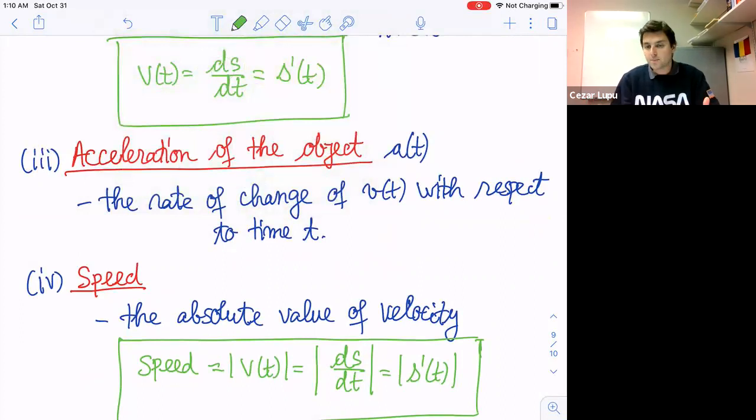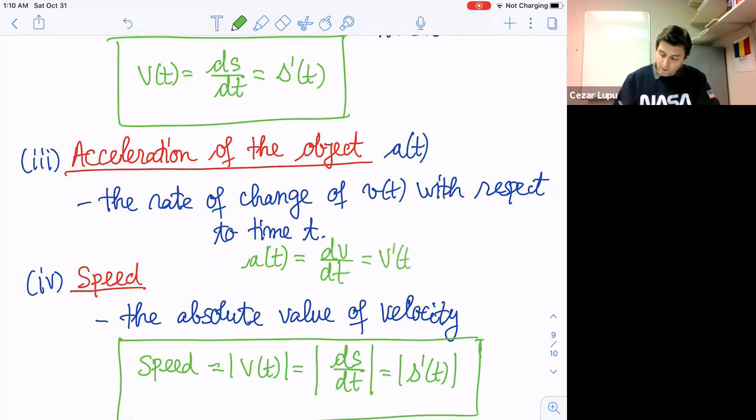Well, as you can expect, the acceleration is nothing else than just the derivative of the velocity. So a of t, let's write it here, is nothing else than just dv over dt, or if you want, v prime of t. Since v prime of t is the derivative of the position, this will be nothing else than just the second derivative of s with respect to t, or if you want, s second prime of t. And we have this formula.